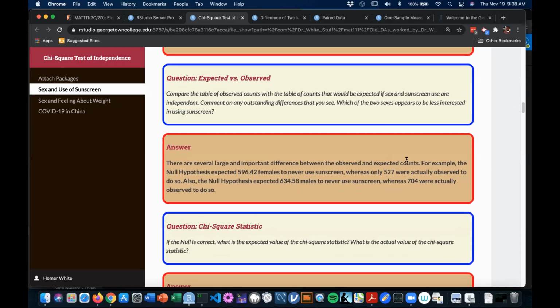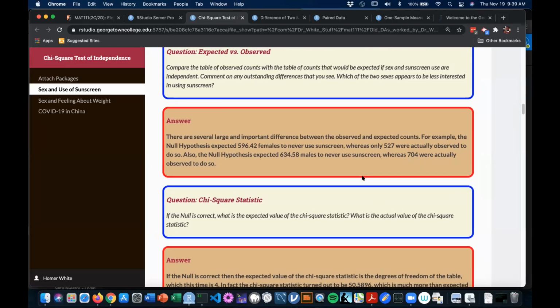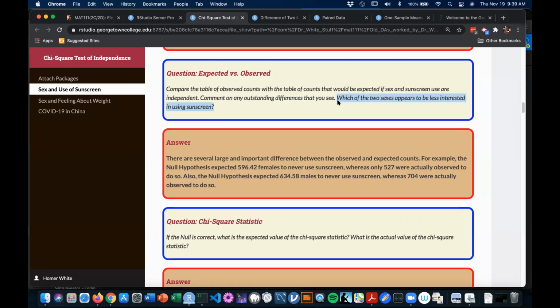There's actually a flaw in my answer, and maybe y'all can see it. It looks like I never actually said which of the two sexes appear to be less interested in using sunscreen. But based on the differences I've got here, it looks like the males are less interested in using sunscreen because the null was expecting only this many to never use sunscreen, but more than that many were actually never using sunscreen. So I should fix that and post the fix.